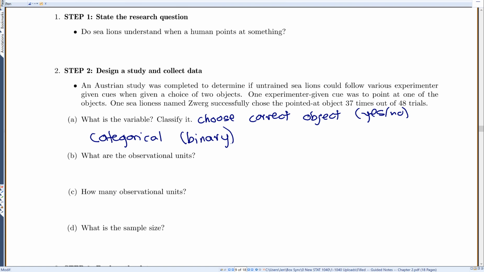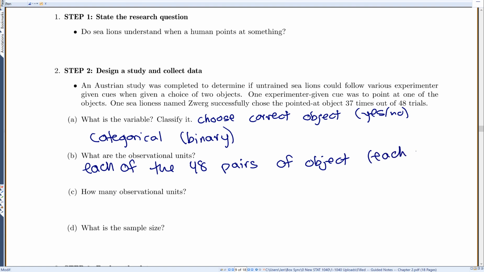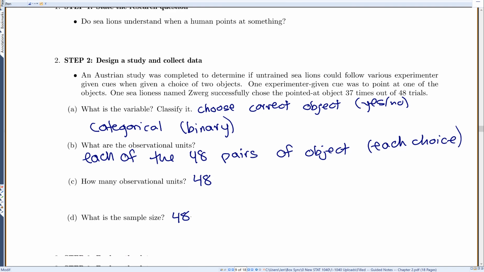Okay, so what are the observational units? It would be, let's see, each set of 48, or let's say each of the 48 pairs of objects, or each choice. So every time she makes the choice, 48 times. How many observational units? Well, there's 48 times that she did it. What's the sample size? 48. So sample size means the same thing as how many observational units.